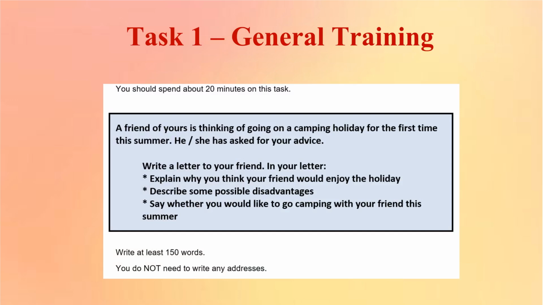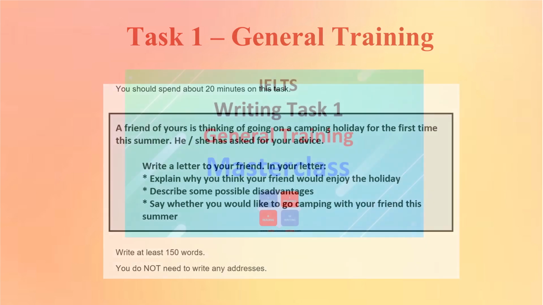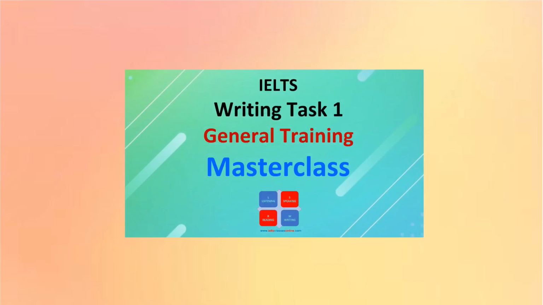This is what an informal letter in General Training Task 1 would look like. Here too, the word limit is minimum 150 words. The maximum limit is not specified. We also have an explanatory video on General Training Task 1. It will explain the different types of letters and how to write them. The link is given in the description.